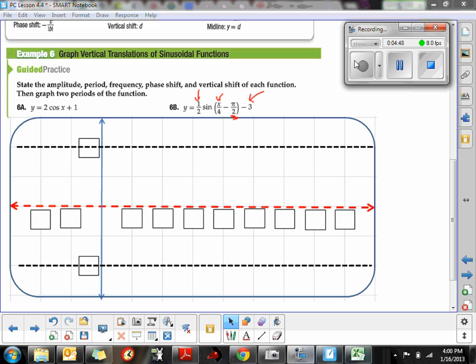Okay, continuing on here. One of the first things I always want to identify, as I mentioned in the previous example, is the first thing is I'm going to identify where the center line is going to be.